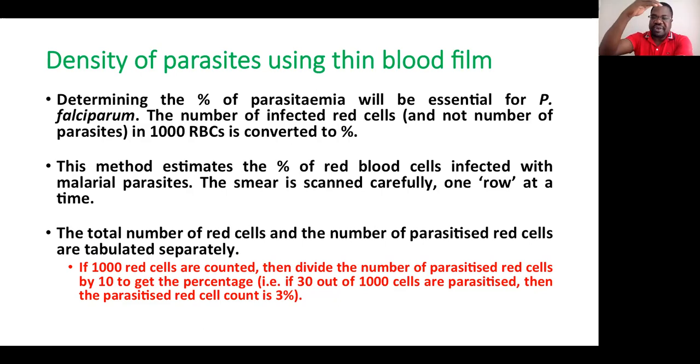So you make the proportion. You take the number of red blood cells that are infected, divide by the total number of red blood cells, you can count up to 1,000. So let's say that you counted 30 infected cells out of 1,000 cells, then it gives you a percentage of 3%. That is the density, the percentage of parasitemia, how many cells are infected. Okay. In cases of severe malaria, especially caused by Plasmodium falciparum, you will see that the density will be extremely high.